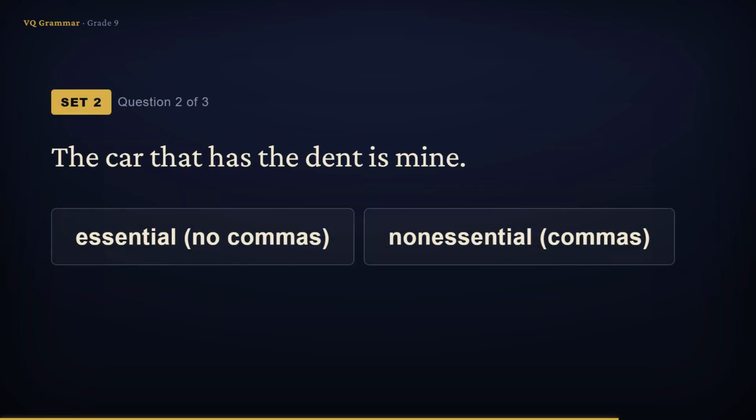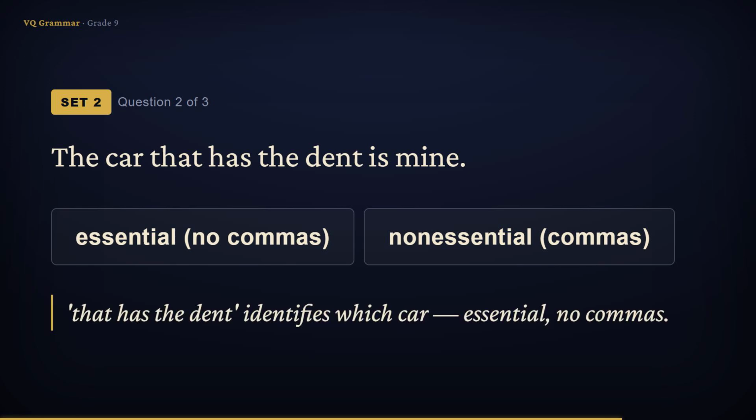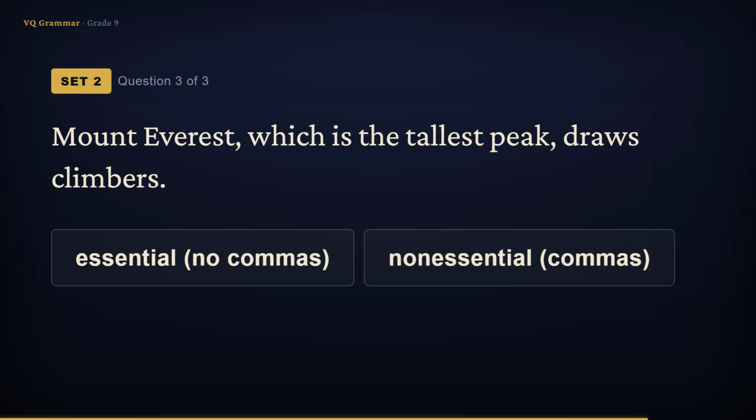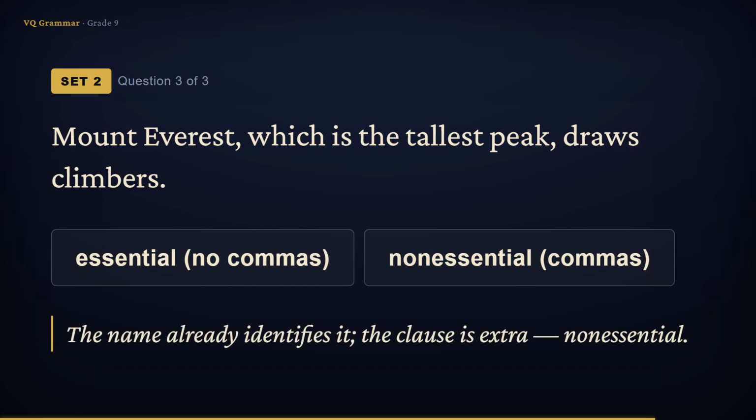The car that has the dent is mine. Which car is mine? The one with the dent. The clause that has the dent tells us exactly which one. Remove it and you don't know which car. There are no commas because the clause is essential. Mount Everest, which is the tallest peak, draws climbers. The name Mount Everest already tells us exactly which mountain, so the clause, which is the tallest peak, is just bonus information set off by commas.